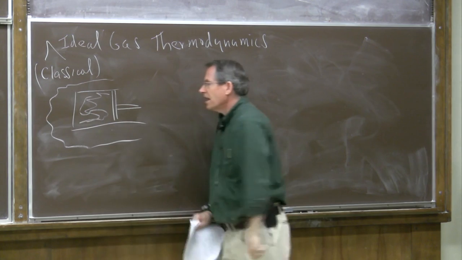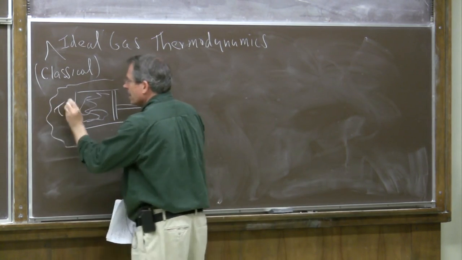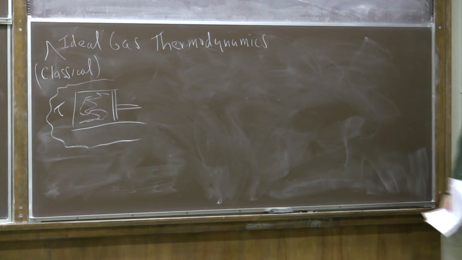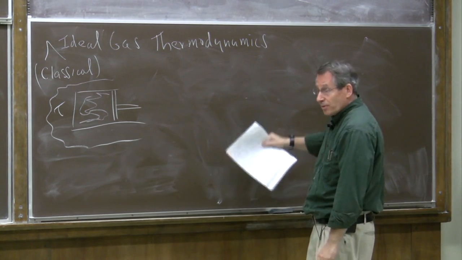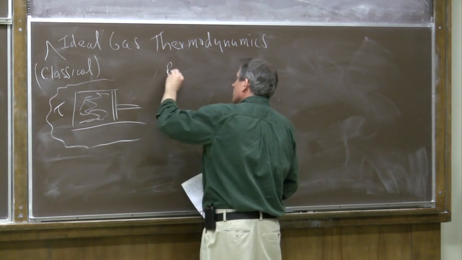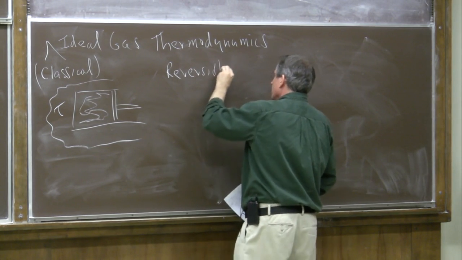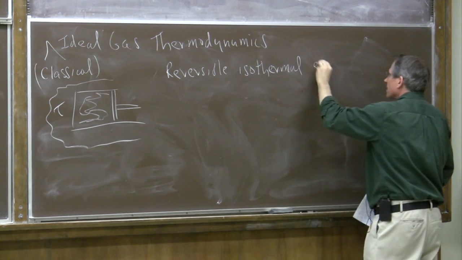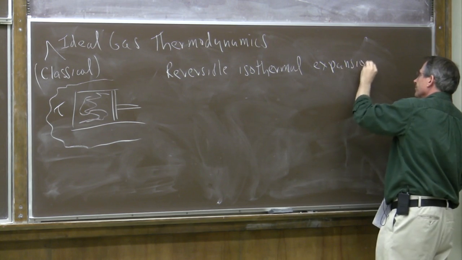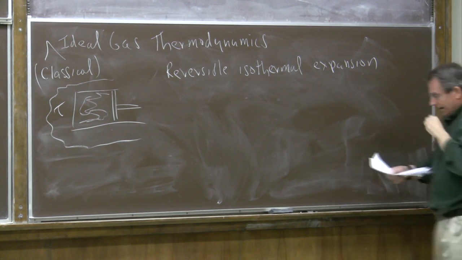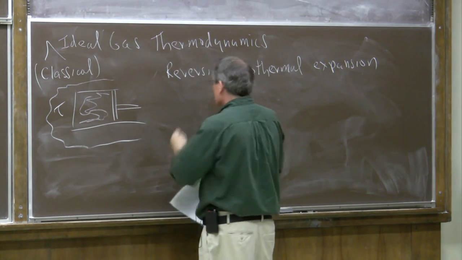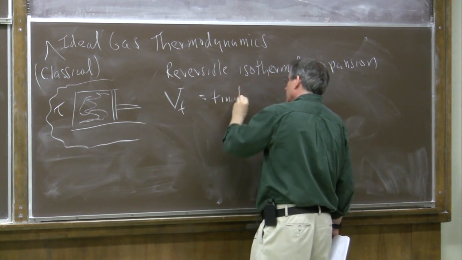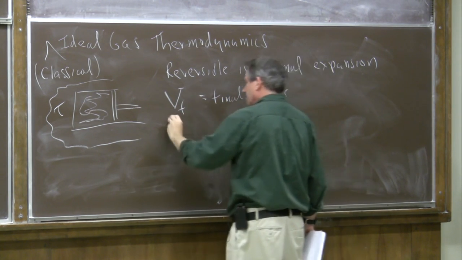We put the gas in contact with a reservoir at temperature tau. It's in thermal contact, so heat can flow from reservoir to gas or from gas to reservoir. We're going to do it slowly, so we stay in the most probable configuration at all times. Consider it reversible. Isothermal, because we're in contact with a reservoir at fixed temperature tau. Expansion. So the final volume, I'll call that VF. We start out with some initial volume, VI.